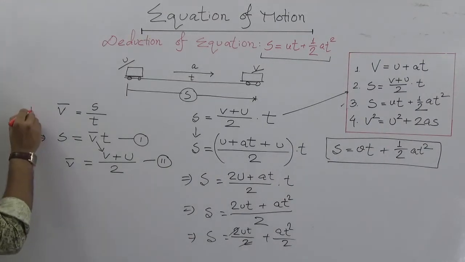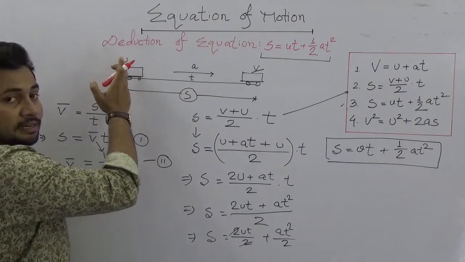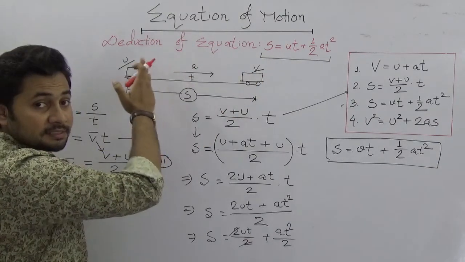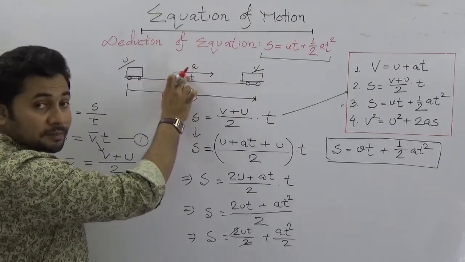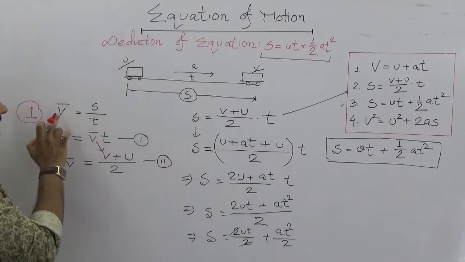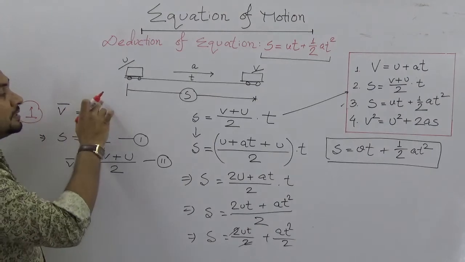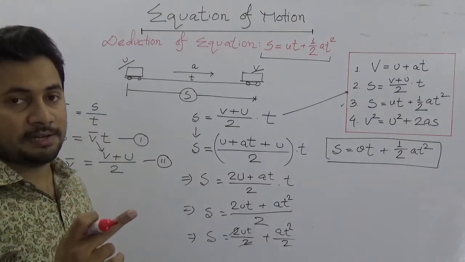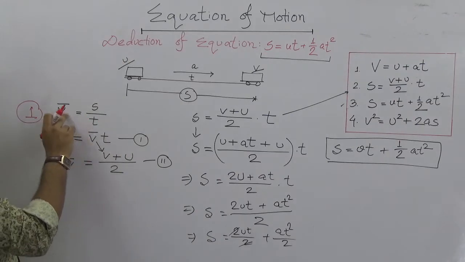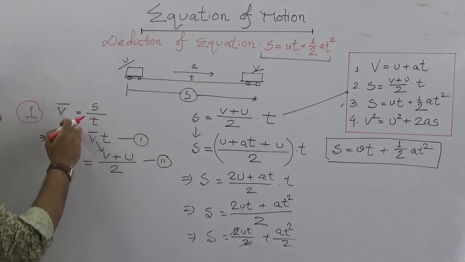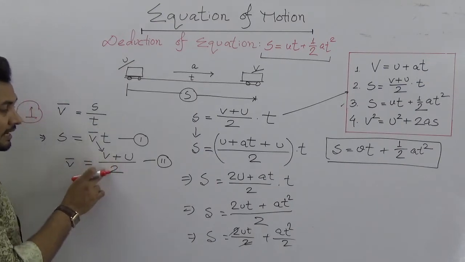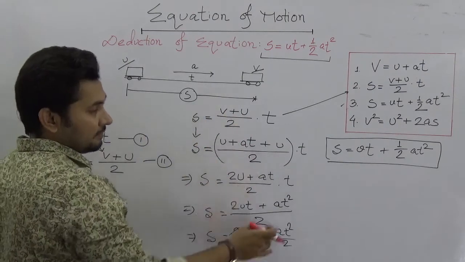Number 1: let a body move from the initial velocity to the final velocity with a uniform acceleration over a period of time, and in the meantime it covers S. Then the average velocity would be the displacement over time. Then, using the definition of average velocity, I just add these values here and find it. It's very simple mathematics.